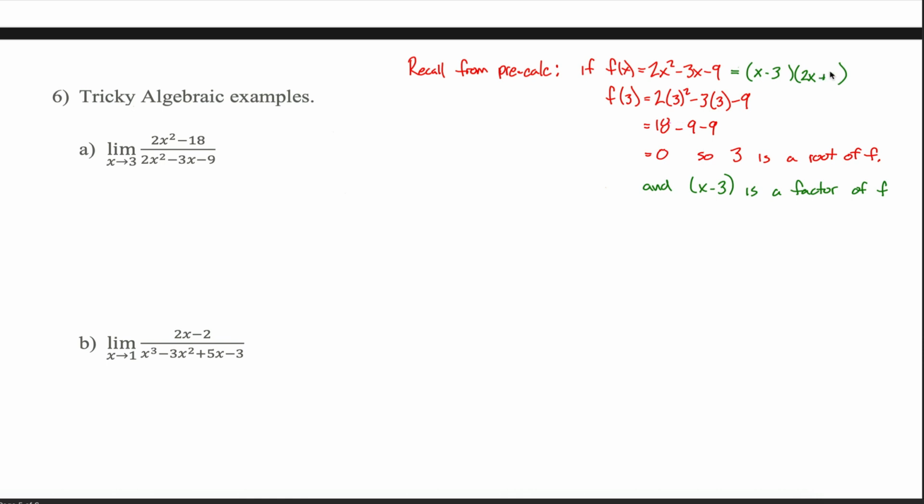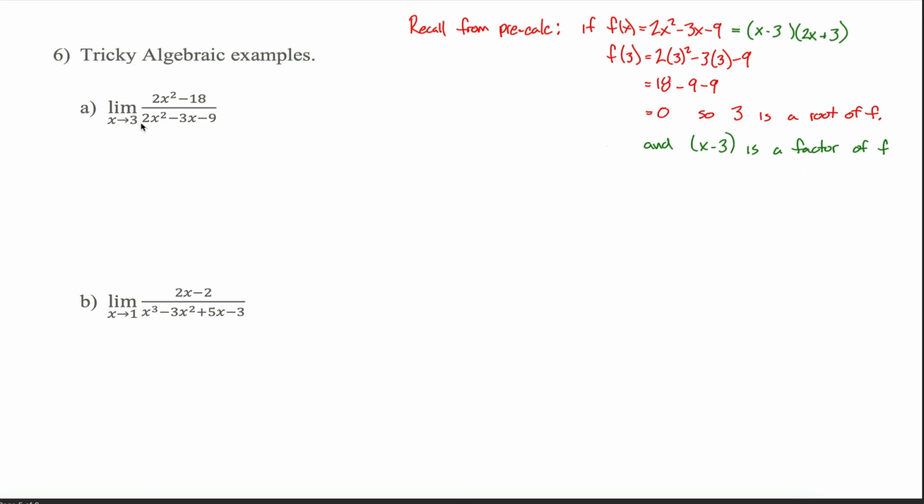And there has to be a positive 3 over here because this negative 3 times this positive 3 would give me the negative 9. I don't have to do the same level of analysis to factor this polynomial if I start out by knowing one of the 2 factors. And because 3 was a root of the polynomial, I knew one of the 2 factors. That's really important.